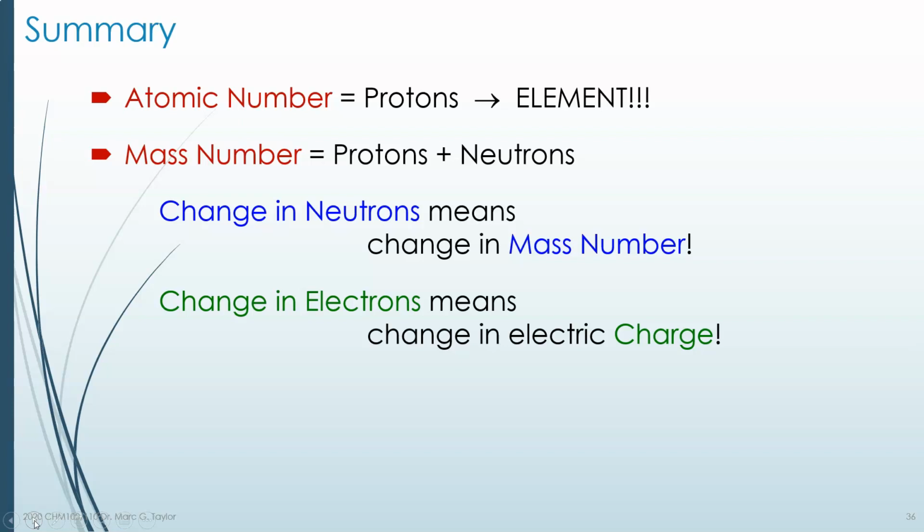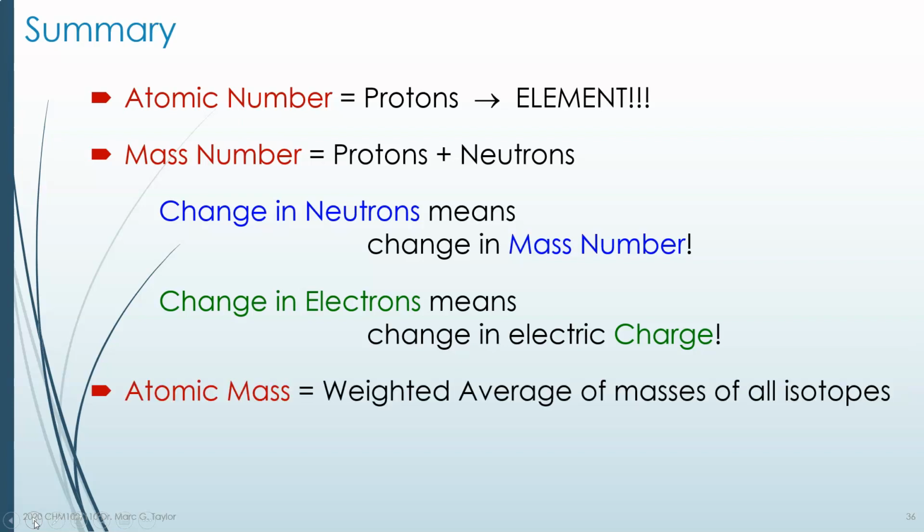A change in number of electrons will result in a change in electric charge. So initially an atom will start with the same number of protons as electrons, so it will be neutral. But then when you add electrons or take away electrons, now you end up with a charge. All of these numbers, the protons, the neutrons, the electrons, the mass number, the atomic number, and the charge are all whole numbers. In the case of charge, they can be plus or minus numbers, negative or positive numbers, as well as 0. But the atomic mass is a weighted average of the masses of all isotopes and therefore will not be a whole number.